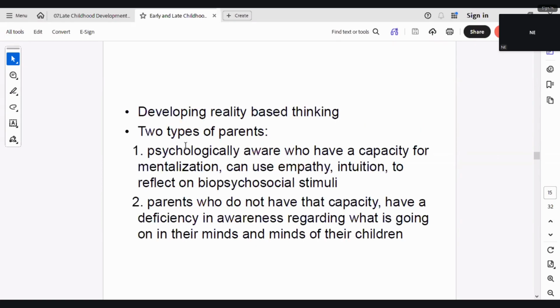What about their cognitive abilities? So again, from 3 to 6, they start to develop reality-based thinking, and it really depends on the type of parent that the toddler has. You have a parent who has the ability to mentalize. And so they use empathy, intuition, they reflect on biopsychosocial stimuli. So they reflect on behaviors that children have based on environmental inputs.